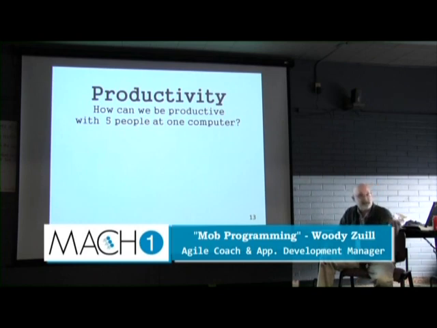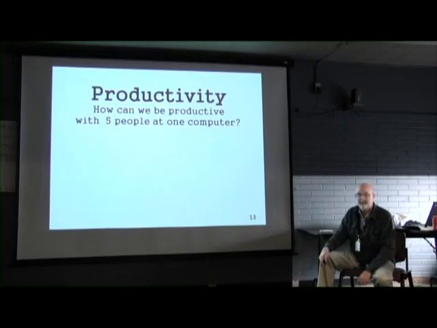So this is the question that always gets asked. Productivity. How can we be productive with 5 people at one computer? The first thing I want to express is productivity is important, but it's only one of a handful of very important things, and it's not at the top of my list. The other things that are more important is communication. It is figuring out what's the right thing, learning quickly what was the wrong thing, being able to make good decisions. Those things are at least as important as productivity.